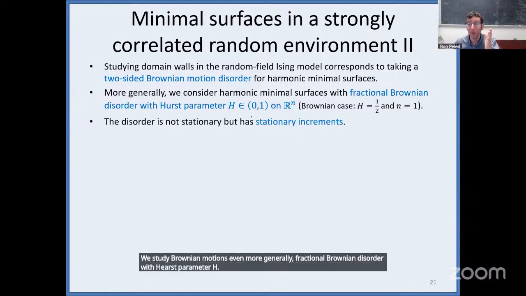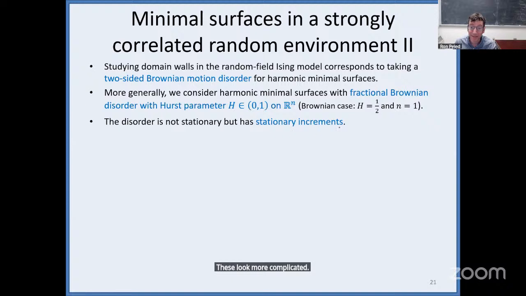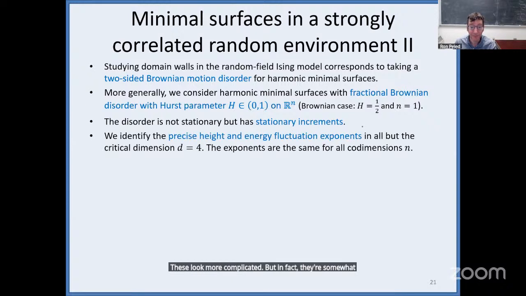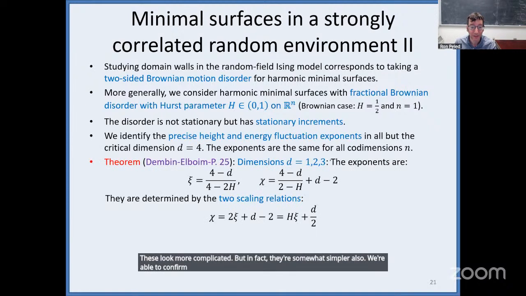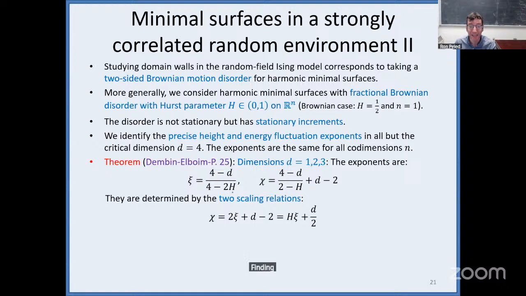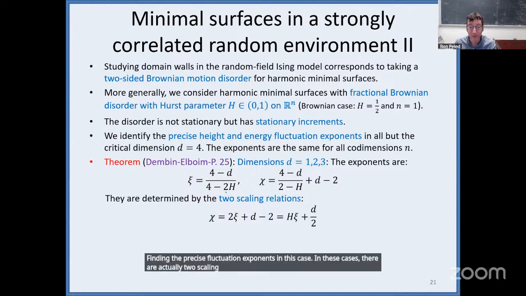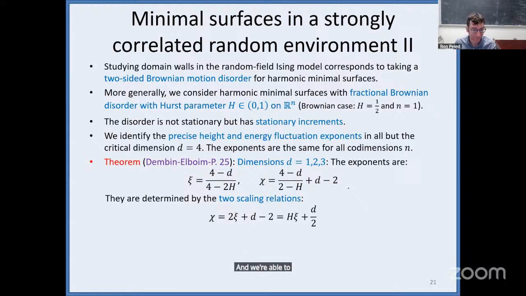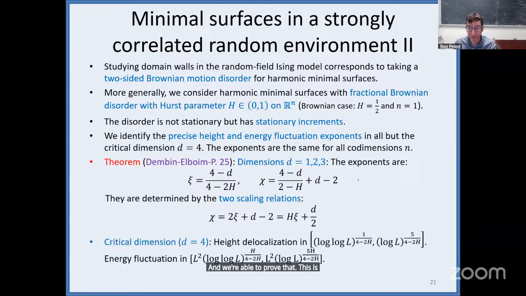These look more complicated, but in fact, they're somewhat simpler also. We're able to confirm physicists' predictions, finding the precise fluctuation exponents in this case. In these cases, there are actually two scaling relations. They determine the fluctuation exponents, and we're able to prove that. This is in a more recent work.